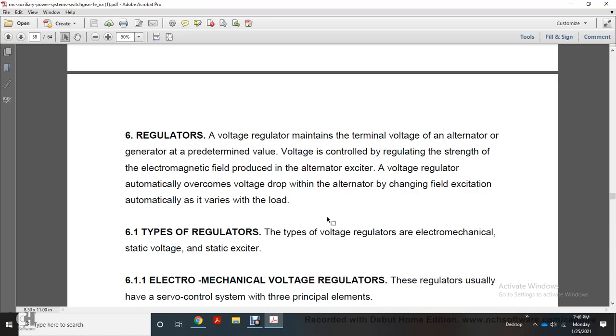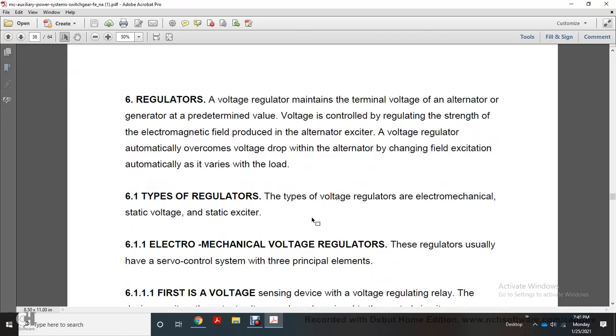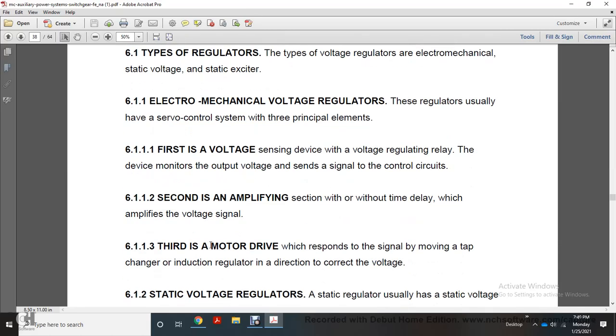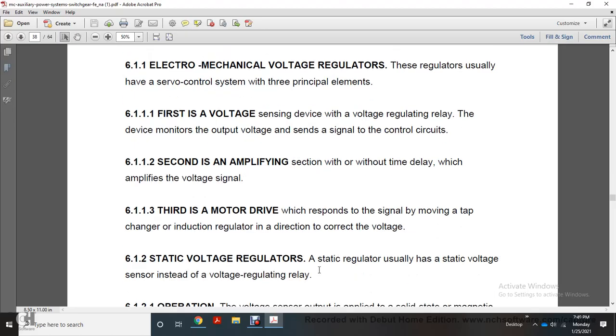Types of regulators. The types of voltage regulators are electromechanical and static, and static exciter. Electromechanical voltage regulators use a servo control system with three principal elements. First is a voltage sensing device, the voltage regulating relay, which monitors output voltage and sends a signal to the control circuits. Second is an amplifying section, with or without time delay, which amplifies the voltage signal. Third is a motor drive which responds to the signal, moving a tap-changing or induction regulator in the direction to correct the voltage.